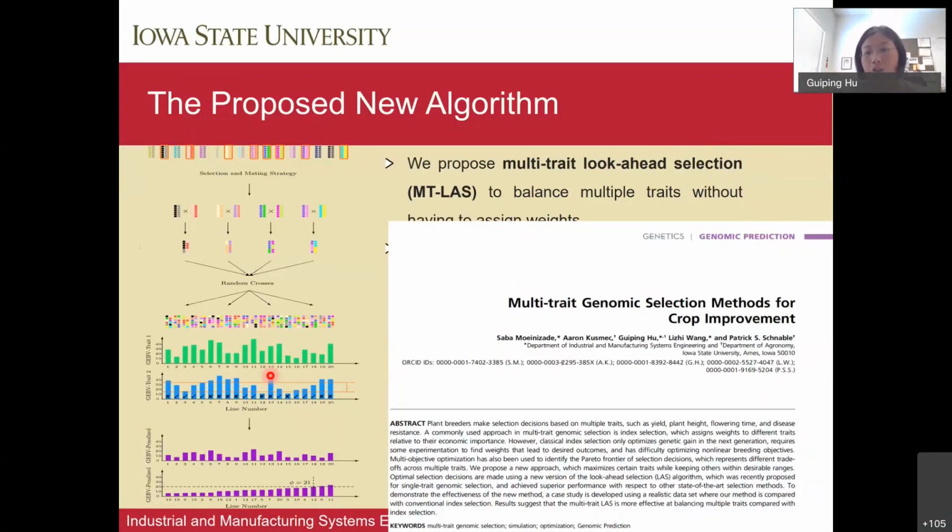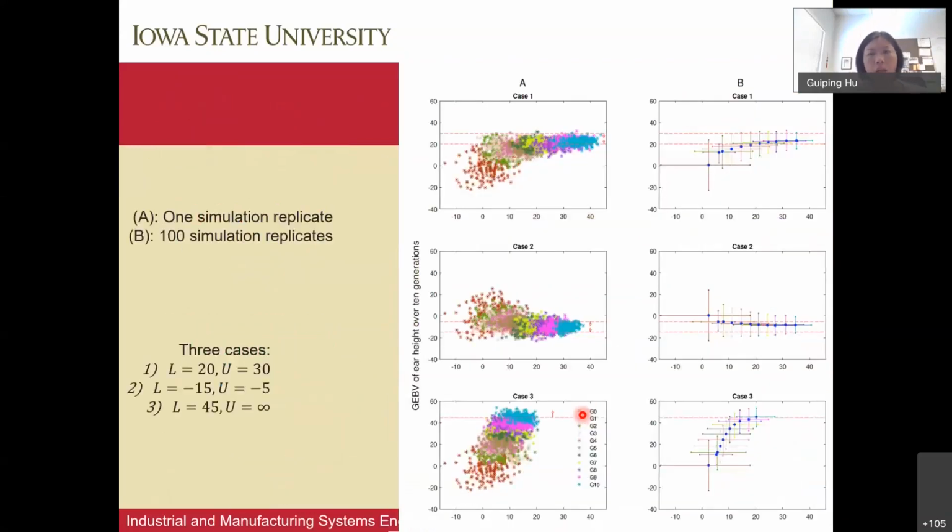So if you're interested in knowing more about this, you can either contact me or read this paper. But just real quick, I want to show you some simulation results. I want to draw your attention to this graph. There are two columns here. A column talks about one simulation replicate. Each color represents one generation, so there is a population for the first generation.